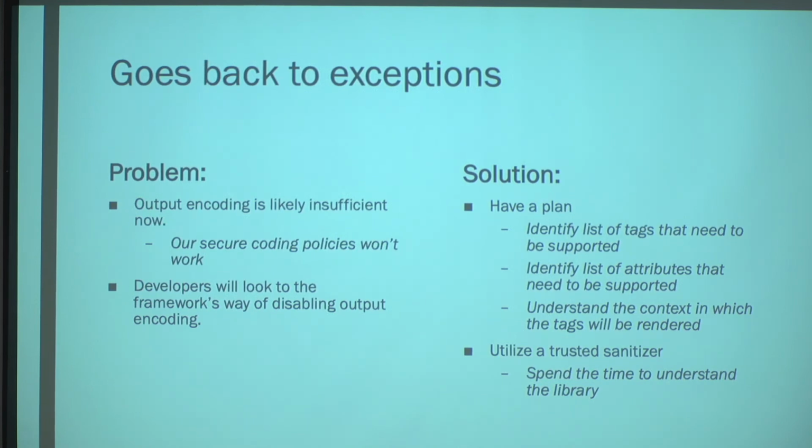Next thing, identify a list of attributes that need to be supported. These attributes are things like an href. If you want a user to provide a link, they probably need to be able to provide the href attribute. And then, probably a bit less important now, understand the context in which the tags will be rendered. If they're going to be used in a JavaScript scenario, you have to handle things a bit differently than if they're outputted into HTML itself. So the real solution is utilize a trusted sanitizer.